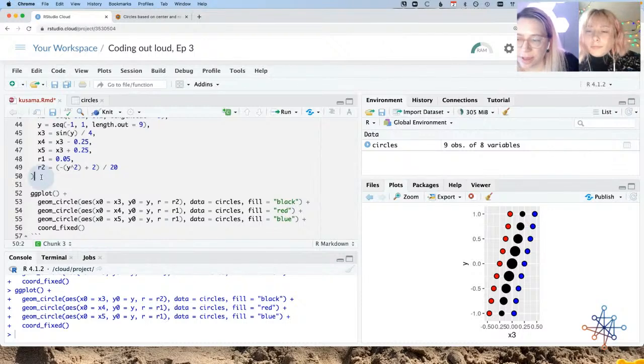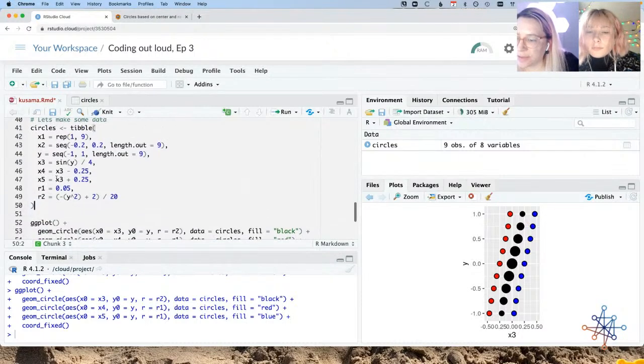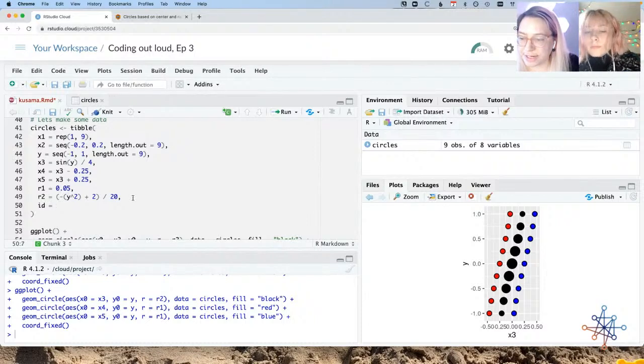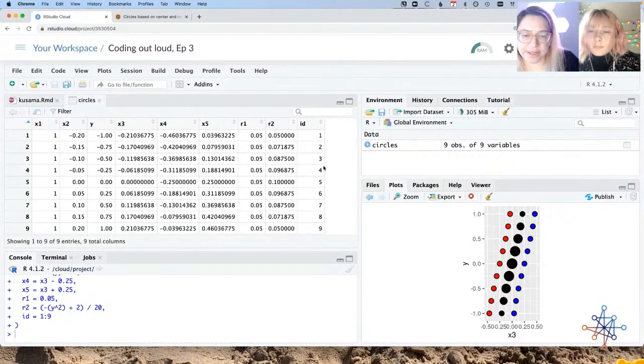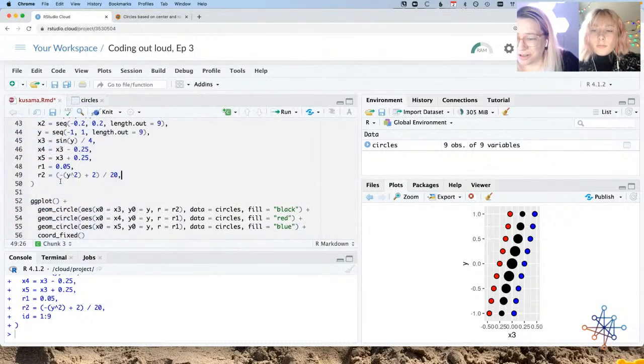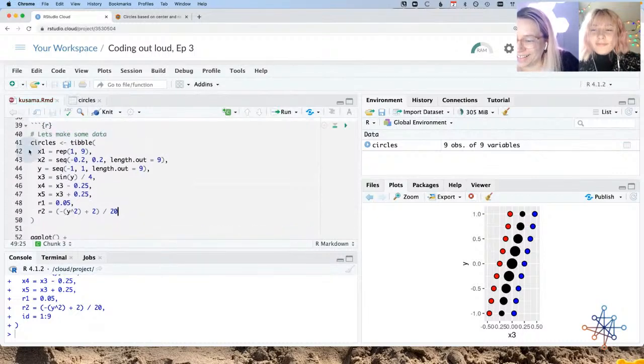Yeah, you're right. Maybe we can just do this. Do we want to give these a row number or something? Because if we are going to do a mutate, we are going to want to be able to identify these circles. So how about we add an ID, and how many did we have? 9. So 1 to 9, so that our circles data frame has this ID variable. I should probably put that at the beginning. Generally, that's where an ID variable would go, I guess.